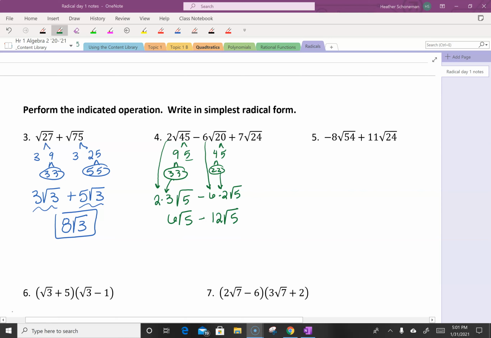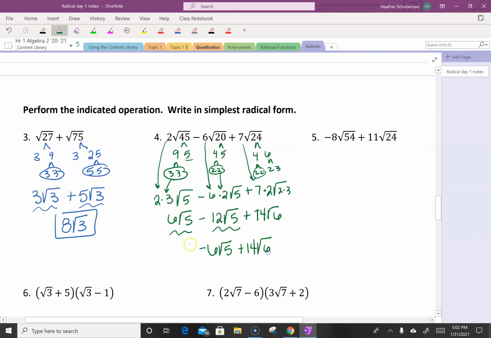Okay, let's do the last one. 24 would be 4 and 6, 2 and 3, 2 and 2. So that 7 is outside, a 2 comes outside, and the 2 and 3 are inside, so this is 14 square root 6. So the only things I can combine are the ones that have the same number under the radical. So 6 square root 5 minus 12 square root 5 would be negative 6 square root 5 plus 14 square root 6.